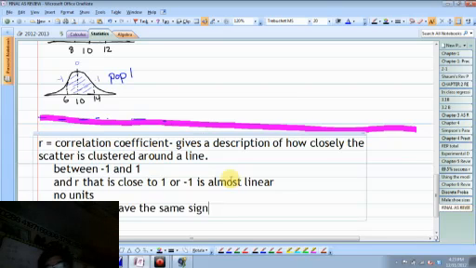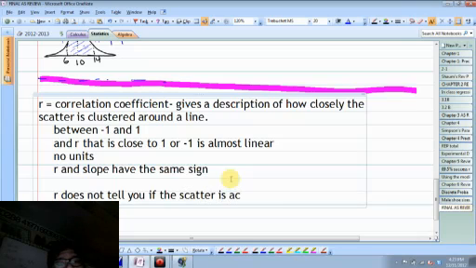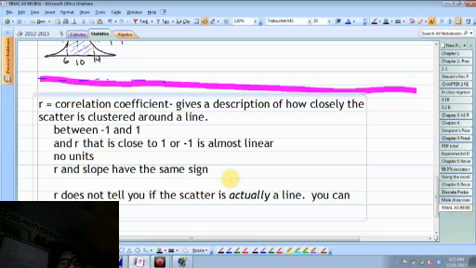The important one, the one that can throw you off, is that R does not tell you if the scatter is actually aligned. You can compute R even if the points are clearly curved.